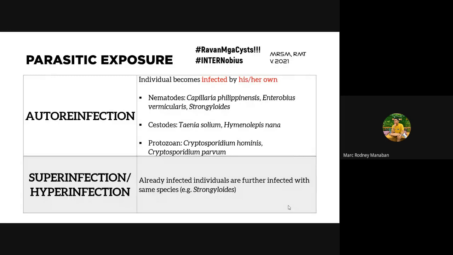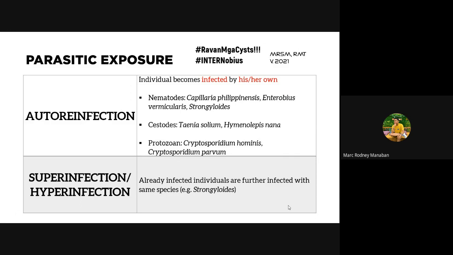Another example is Enterobius, which causes external auto-infection. If you remember, the eggs of Enterobius are laid in the perianal folds of the patient. Because that's itchy, they scratch it. After scratching, there's a tendency to inhale or smell the scratch, so the eggs return through inhalation. That's auto-infection. You get the same parasite, and the source is yourself.